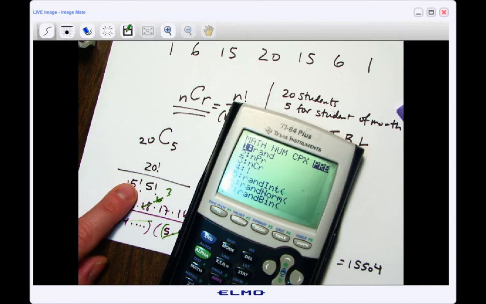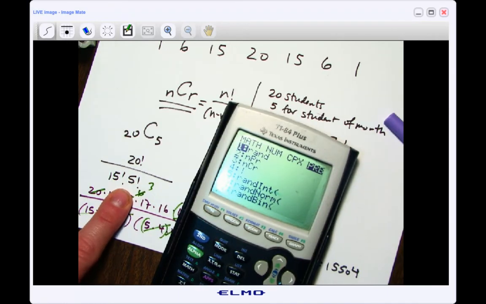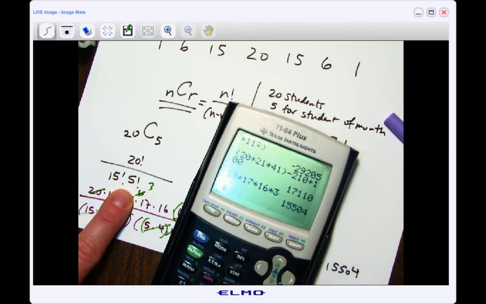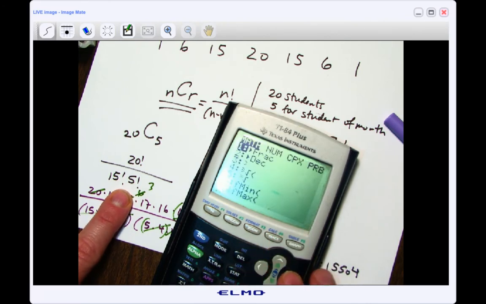So again, I could type this in. Let's do it this way, and then I'll show you how to use that. So I'm just going to quit. Let's clear this out. So I'm going to do 20, and I'm going to hit math, scroll over to probability, and do this one. And then I'm going to do divided by, I'm going to put it in parentheses, 15 math, this one, times 5.